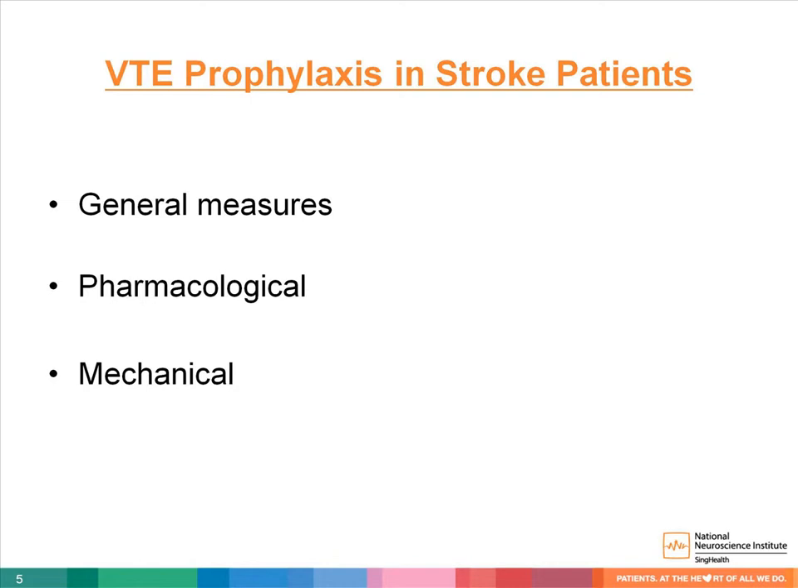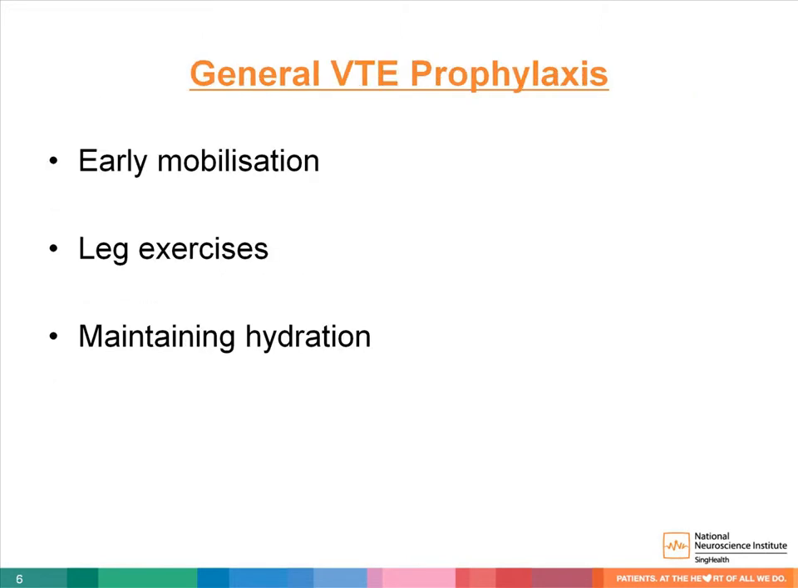We have categorized the strategies for VTE prophylaxis into general measures, pharmacological prophylaxis, and mechanical means. General measures for VTE prophylaxis in stroke patients include early mobilization, leg exercises, and maintaining good hydration. These are often neglected, yet can play an important role as adjuncts to mechanical and pharmacological methods of VTE prophylaxis.